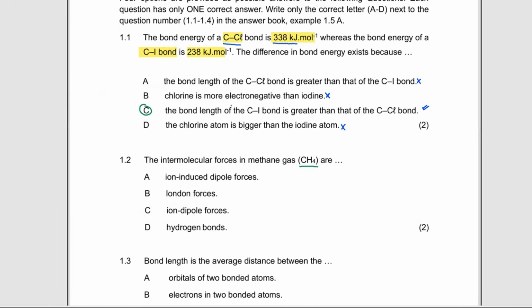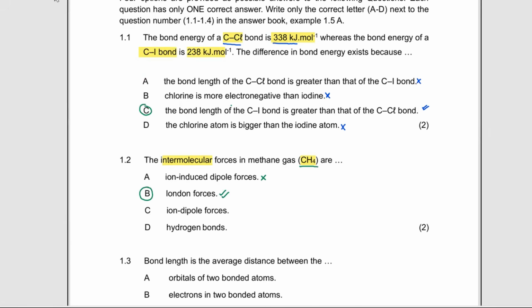Okay. Then 1.2 reads the intermolecular forces in methane gas, CH4. The most important part there says the intermolecular forces that are found within our methane gas are. So now we need to know what type of forces are actually found within methane gas. The first option there, ion-induced dipole forces. This is not an ion-induced dipole force. And then B says London forces, which are weak forces that are actually found in CH4, right? These are forces that are found within the methane gas. I agree with option B.